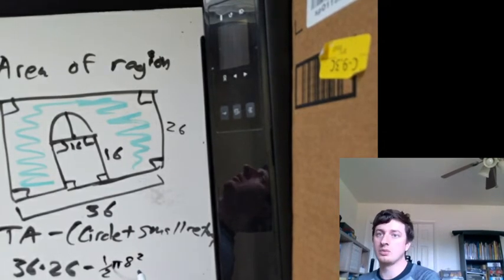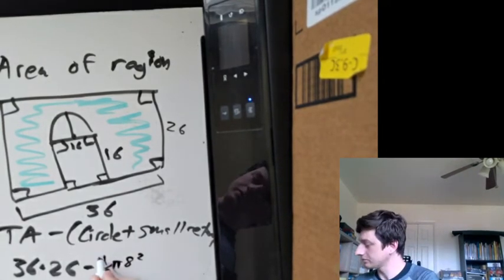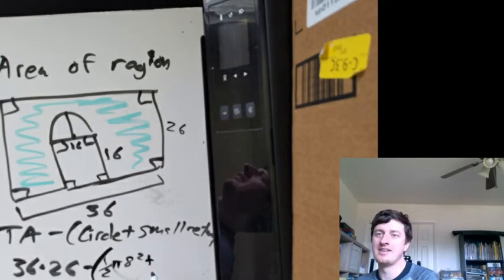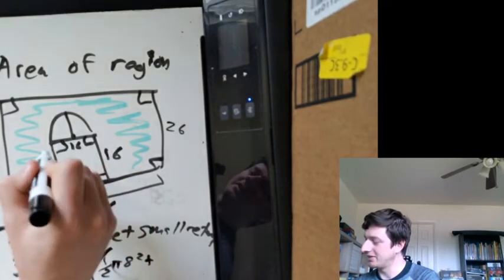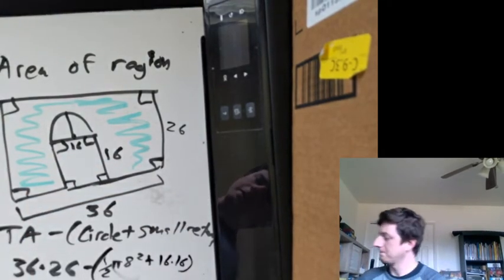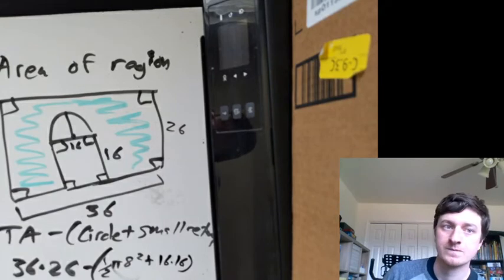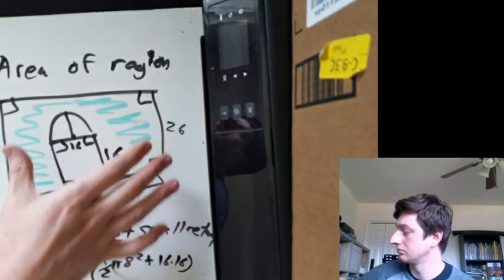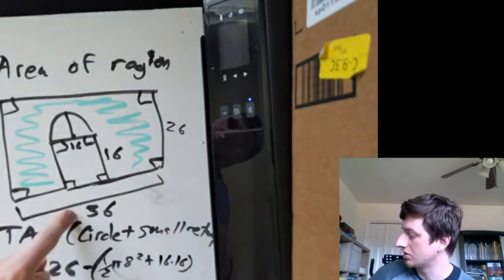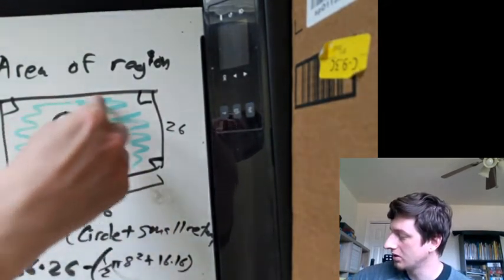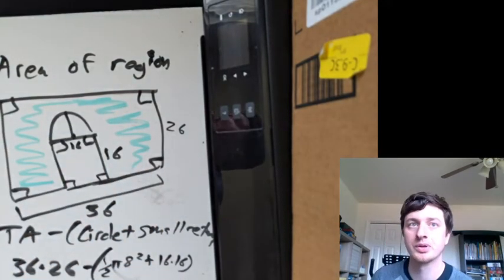And then we would add this thing right here, the 16 times 16. Okay? So then we just simplify all that. We're taking the big rectangle, 26 times the 36, and we're subtracting out this middle piece right here to just get the green part, where the green part would be.